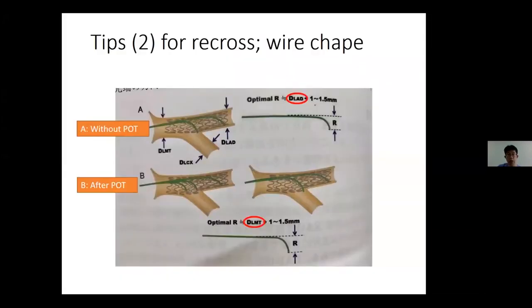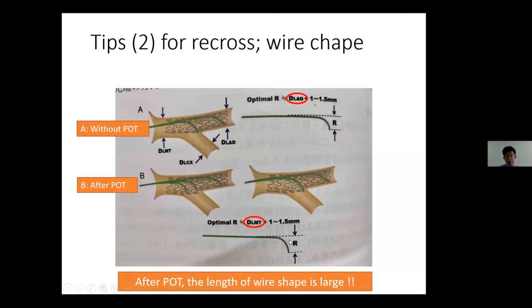So, second tips for recross wire shape. After POT, the wire shape needs to recross the stent strut; a large shape is better. Without POT, the shape length is distal LAD plus 1 or 1.5. But after POT, the optimal length is LMT size plus 1.1 to 1.5 millimeter. It's very important: after POT, the length of the wire shape is large.